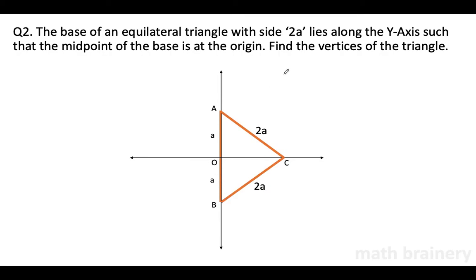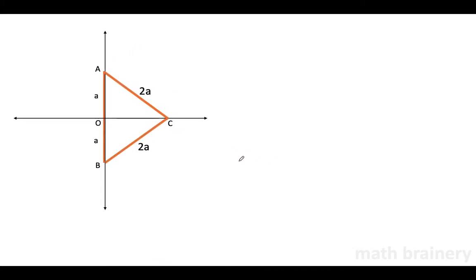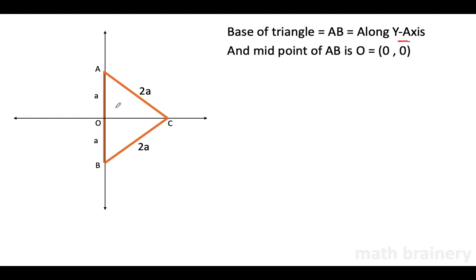What is asked in the question? We are asked to find vertices of this triangle. That is, we want to find out the vertices A, B and C of this triangle. So let's find out the vertices now. Now what is given? We have AB as the base of the triangle which is along y-axis, and O is the midpoint of this line AB. O is the origin, so this is 0, 0. AB is of length 2a units. So AO is of length a units and OB is also of length a units.